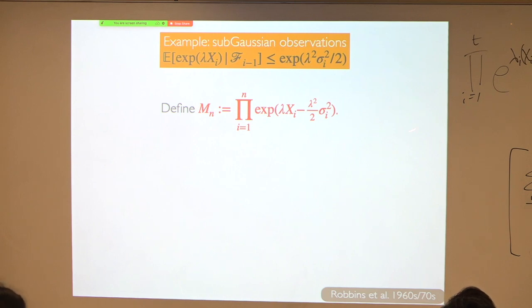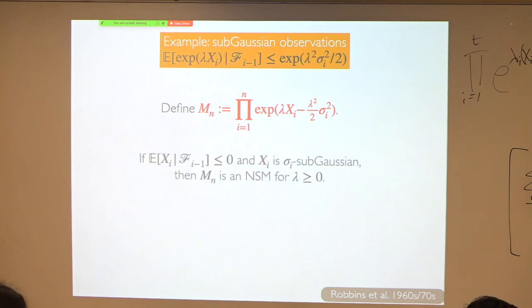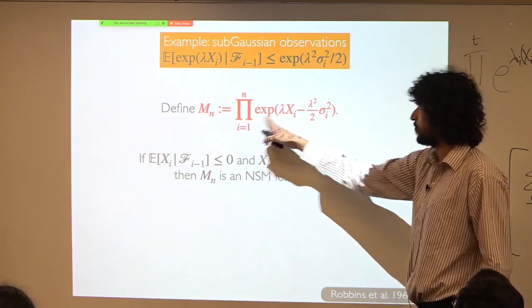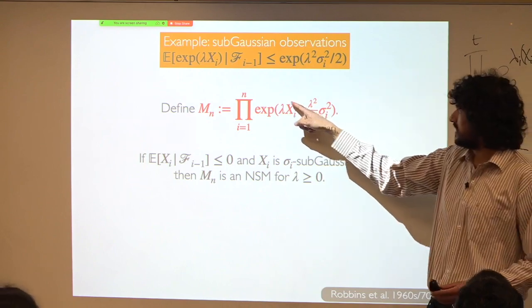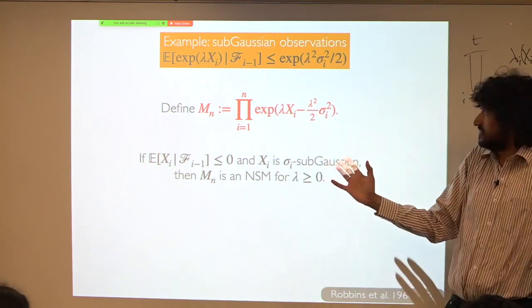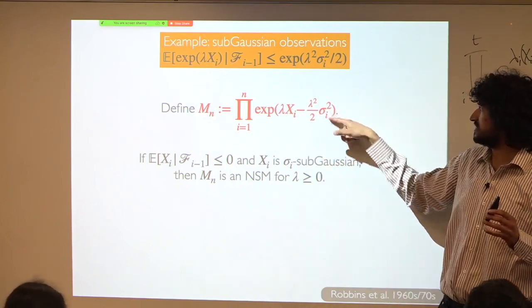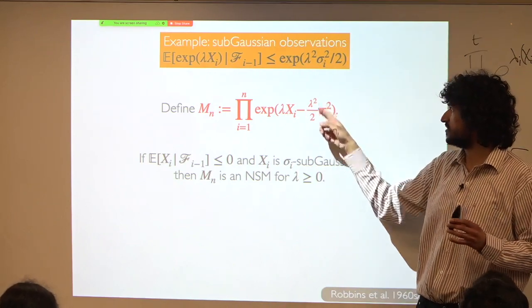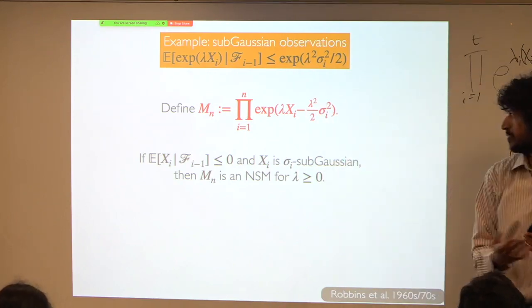And in that case, this quantity that appears in my assumption looks like this. It's like the product of exponential of lambda Xi minus lambda squared by 2 times sigma i squared. I've written it as a product, but if I move the product into the exponent, the sum is just the sum of Xi's, and the variance process is the sum of sigma i squareds. Okay, that's the variance process. And psi of lambda is lambda squared by 2.